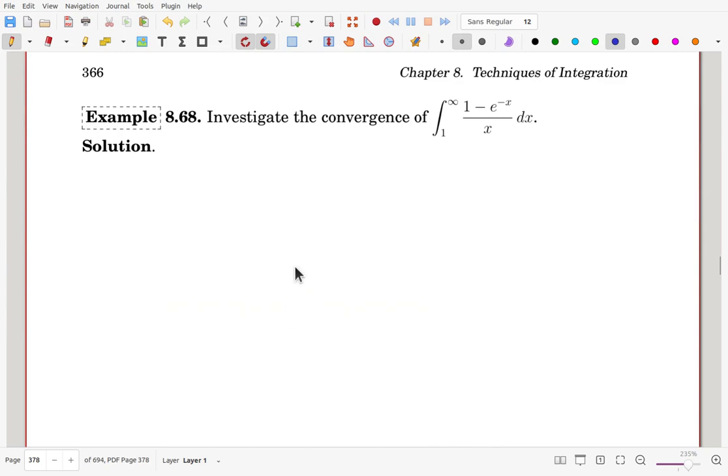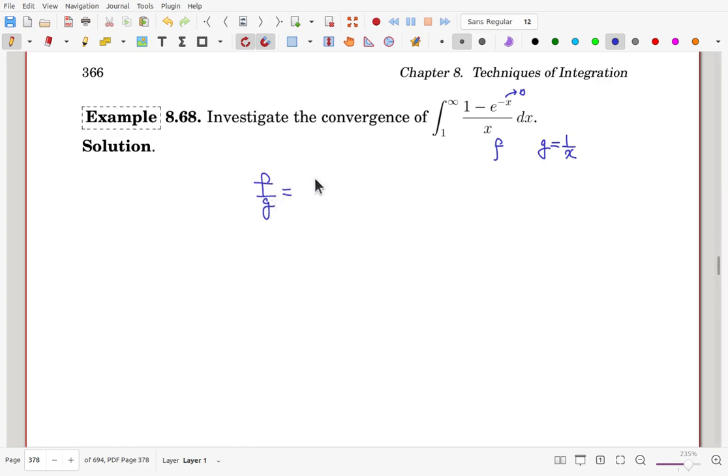Okay. Investigate the convergence of this integral. Because that term is converging to 0, we may try to compare this whole thing for f here with g equal to 1 over x. So let's try to take the ratio.